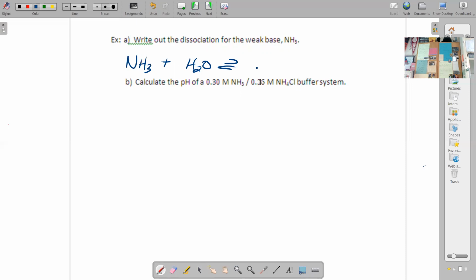Okay, guys, the NH3 is going to grab one of those H's. What are you going to make? Oh, there's my conjugate acid and OH minus. Okay, nothing's changed. Letter B, calculate the pH of a 0.3 molar NH3, 0.36 molar NH4Cl buffer system.